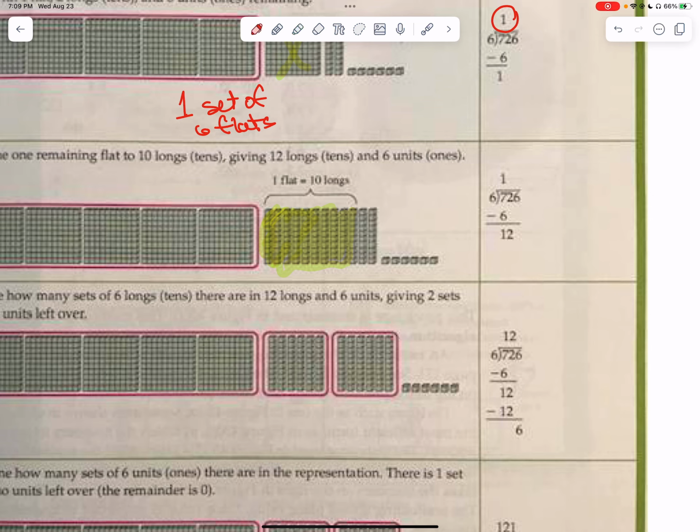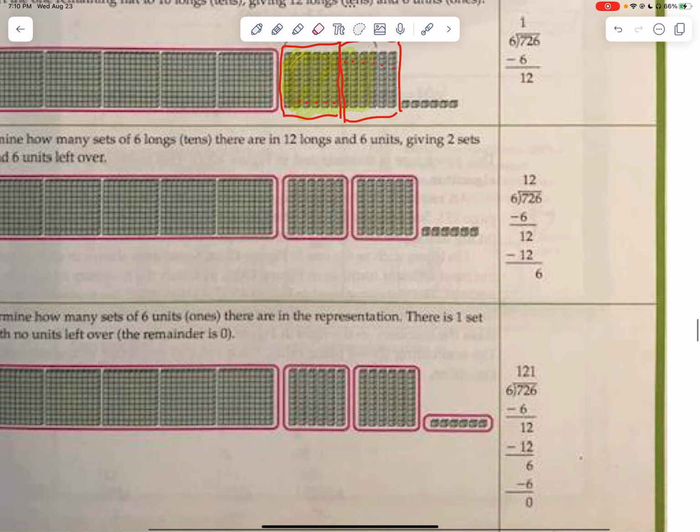And so now let's see how many 6s we've got. 1, 2, 3, 4, 5, 6. So there's one set. And then 1, 2, 3, 4, 5, 6. Oh, I've got another set. So now I've got 2 sets. I'll write it down here. So now I've got 2 sets of 6 rods.